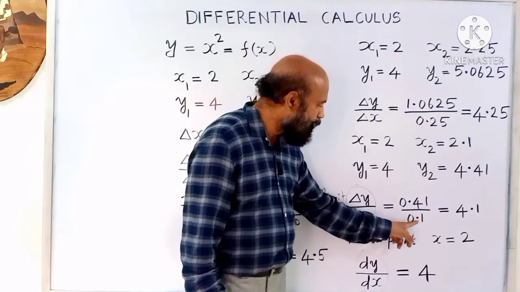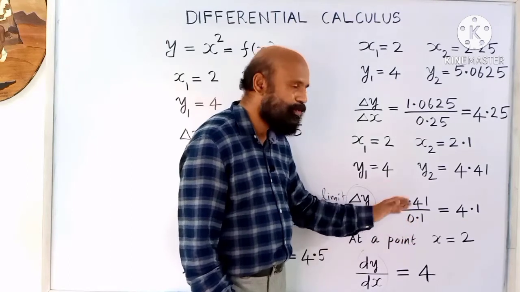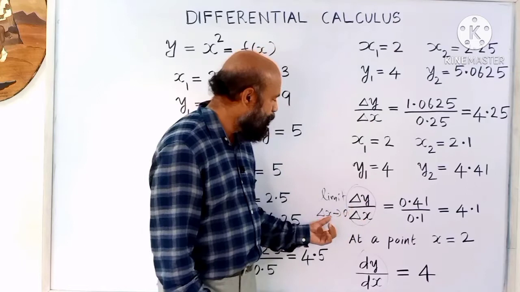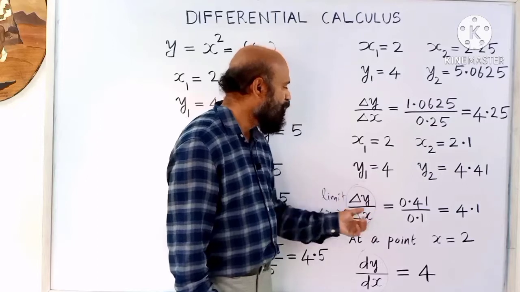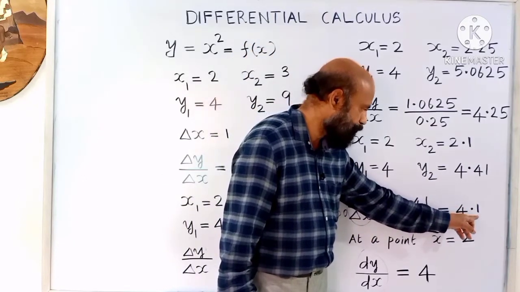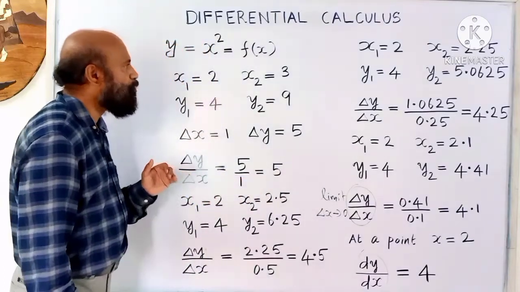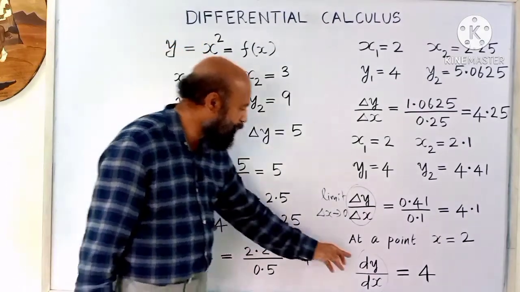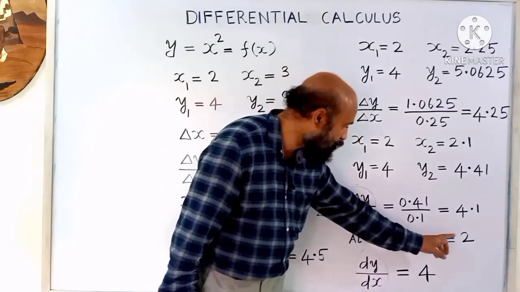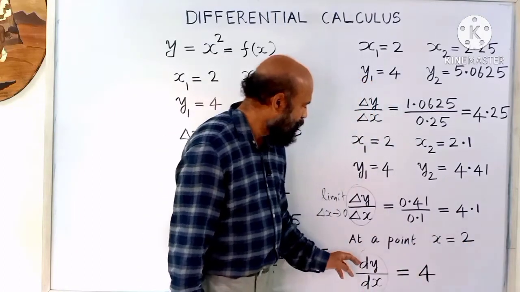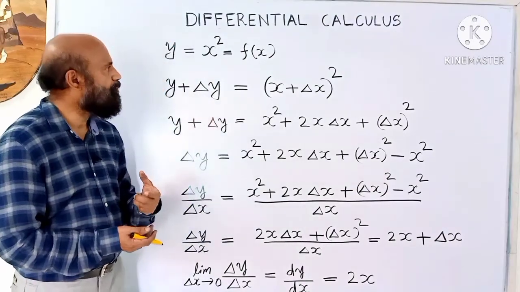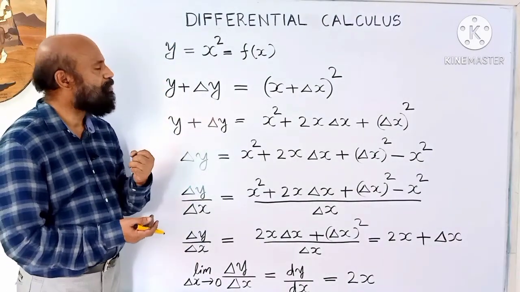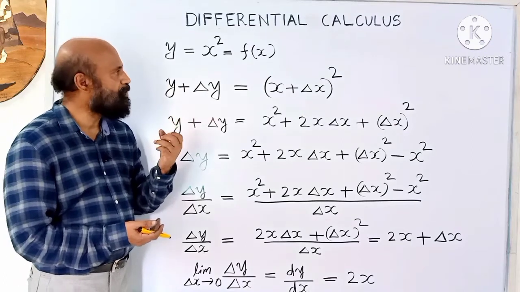So now here it is 0.1. This process can be continued, and as delta x tends to 0, this delta y by delta x will approach 4. So using the concept of limits, dy by dx is 4 when x is 2. The differential coefficient of y with respect to x is 4. Now I have explained how to get dy by dx when x is 2, the rate of change of y with respect to x when x is 2.